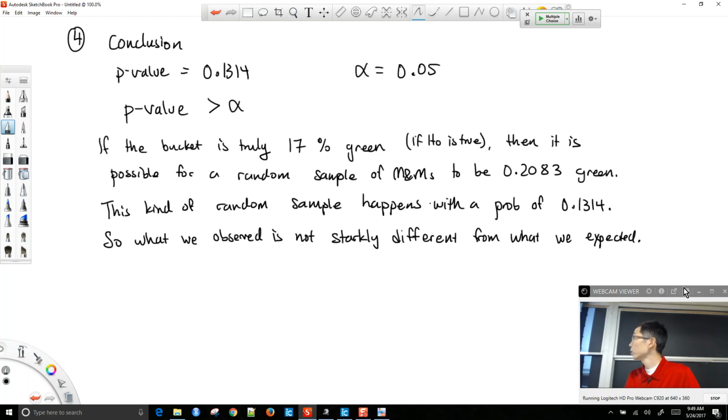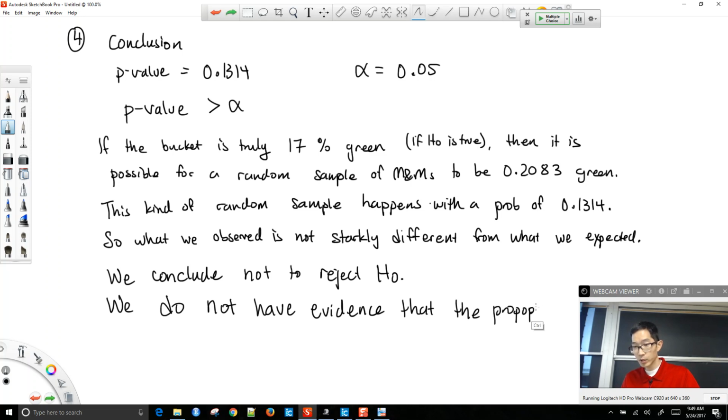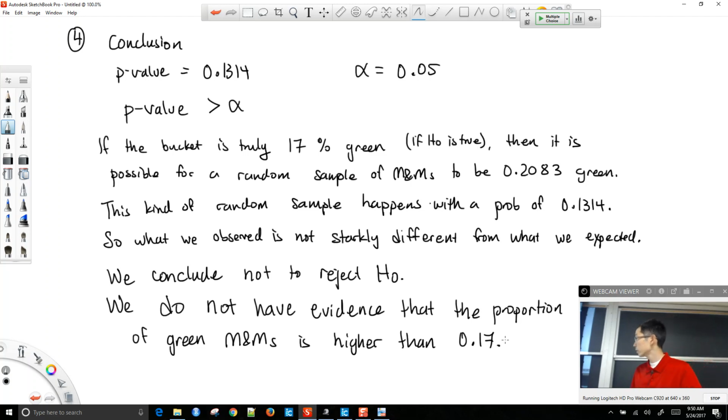So in conclusion, we do not reject the null hypothesis, and we would say we do not have evidence that the proportion of green M&Ms is higher than 17%.